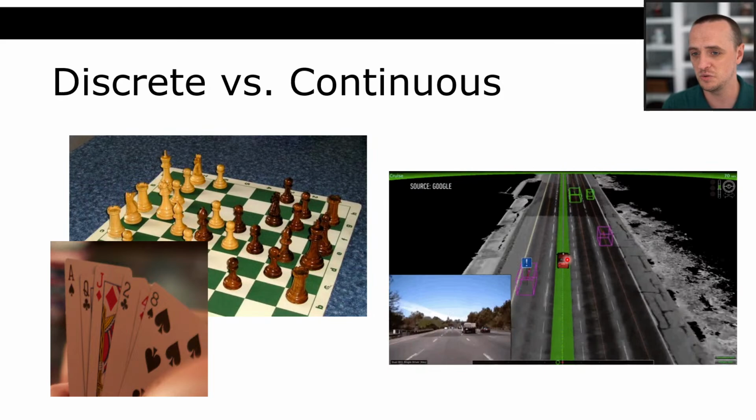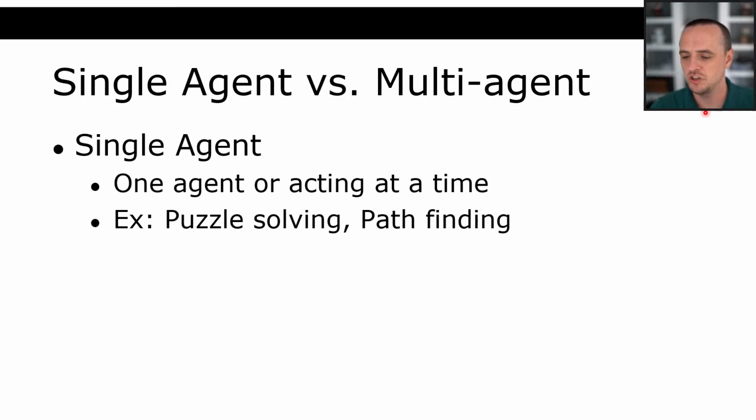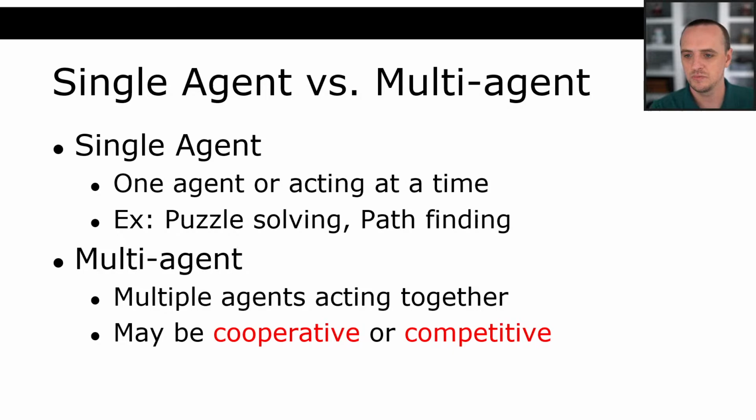All right. Next, we have the number of agents in the game. Single agent versus multi-agent. Single agent, for example, a puzzle game, right? So you have one agent acting at a time. If you're trying to do a Sudoku or you're trying to solve a maze, that is a single agent problem. If you have a multi-agent problem, then multiple agents are acting together. That could either be cooperative or competitive.